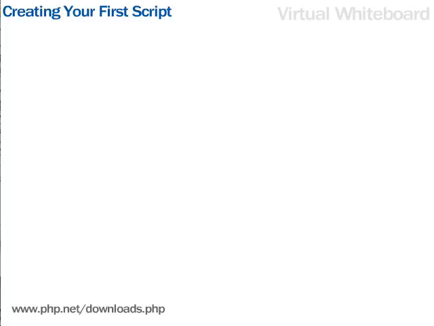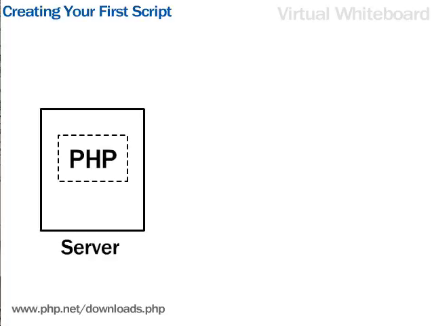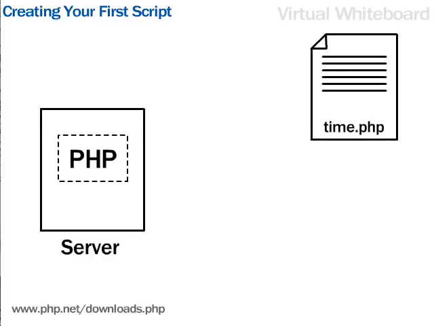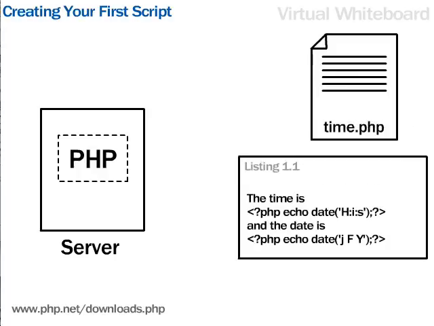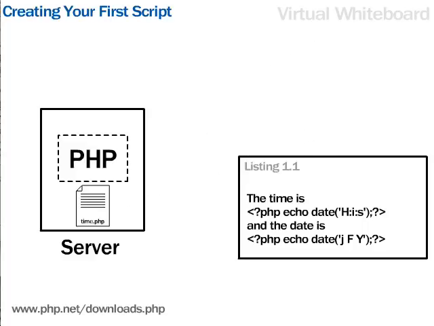In order to create and run your own PHP scripts, you have to install PHP. If you do not have PHP installed, click this link for instructions. Once installed, a new file should be created called time.php. Time.php should include the code in listing 1.1 in a location that can be accessed by a PHP-enabled web server.